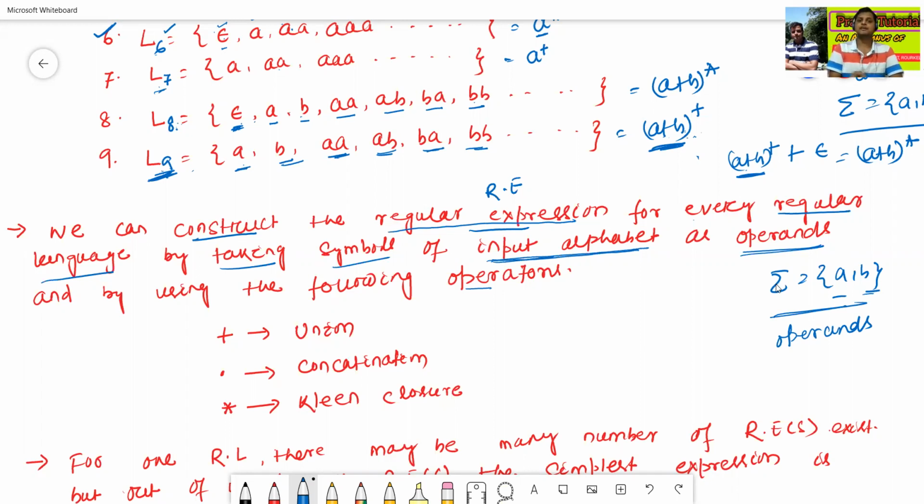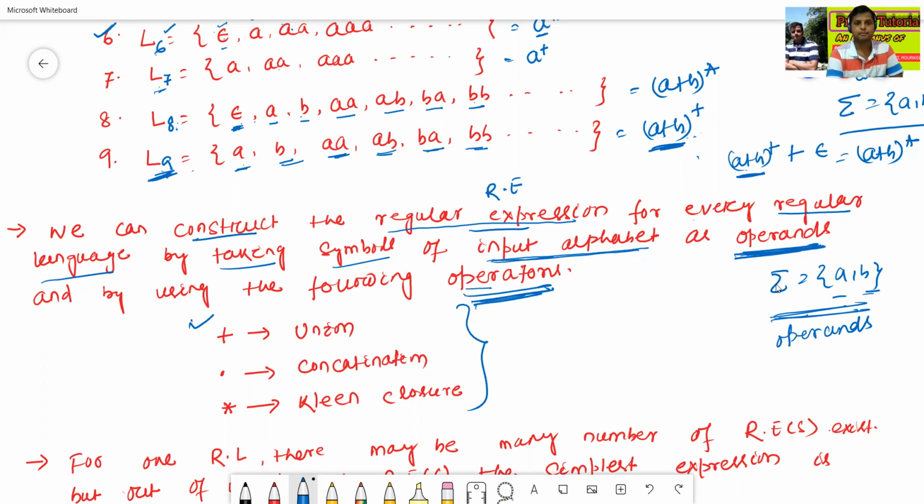One is operands, one is operators. When we are constructing or representing a regular expression, we need two terms. One is operands, one is operators. Operands is nothing but the input alphabets. But operators are the following, three operators.